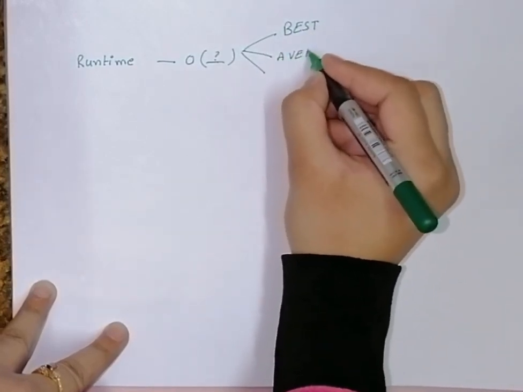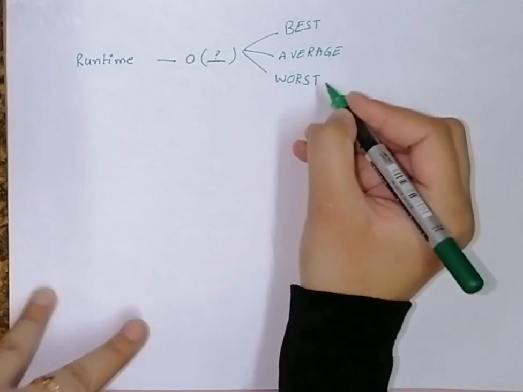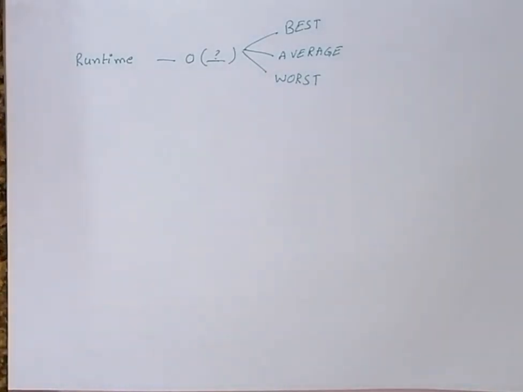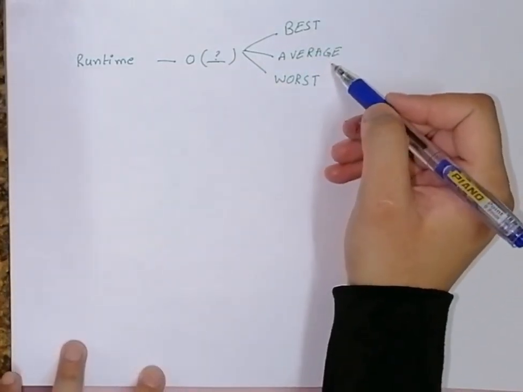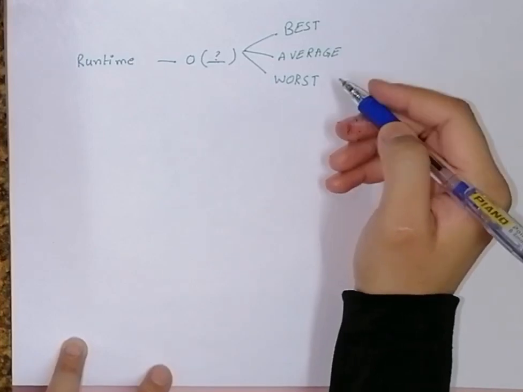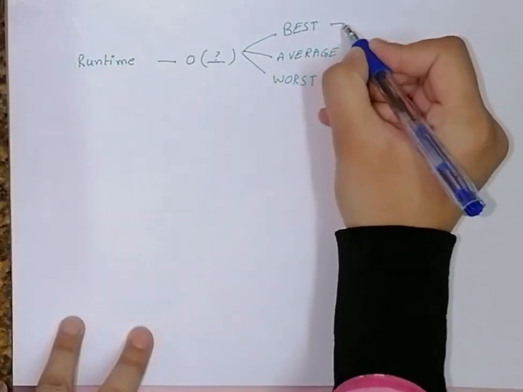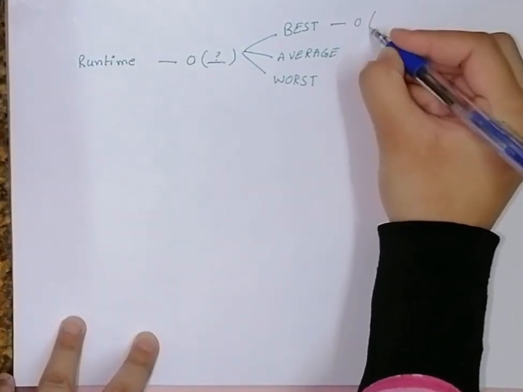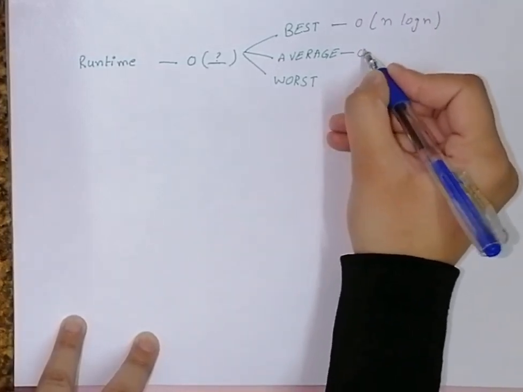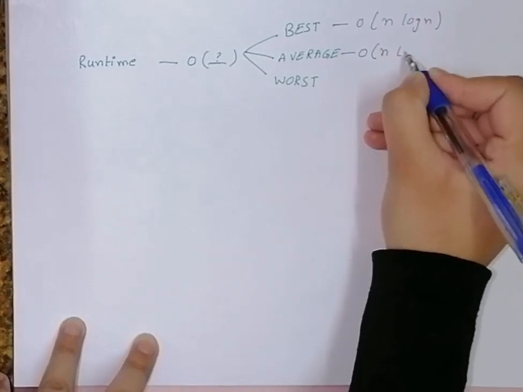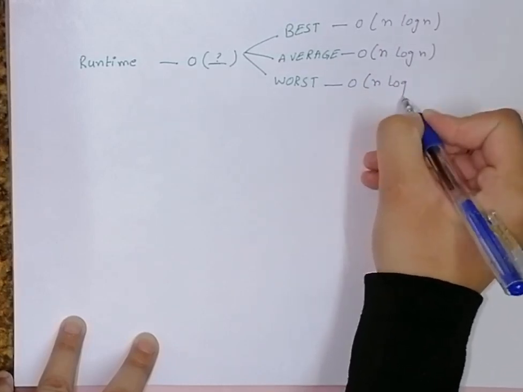average, and worst case. Whenever we determine the time complexity of any algorithm, we look for these three cases: what would be the best case, what would be the average runtime complexity, and what would be the worst case complexity. The best time complexity of merge sort is big O of n log n. Similarly, for the average case, its complexity is big O of n log n. And for the worst case as well, its complexity is n log n.